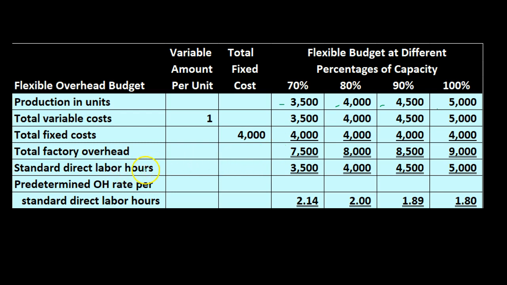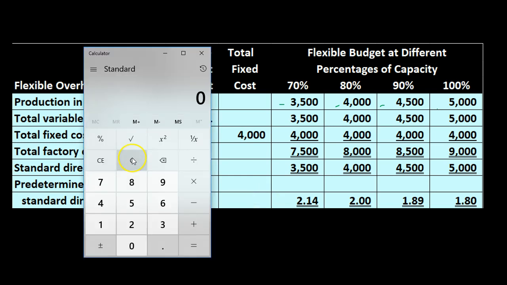If we take the standard labor hours, and that's going to be our activity base, that's what we're going to use in order to apply the overhead, we get the predetermined overhead rate per standard direct labor hour, and that's going to be 2.14 if we're at 70% capacity or make 3,500 units. In other words, we take the 7,500 divided by the 3,500, and that gives us the 2.14. Notice that we're going to have rounding no matter what, so there's always going to be rounding issues that we're going to have to deal with, rounded to 2.14.